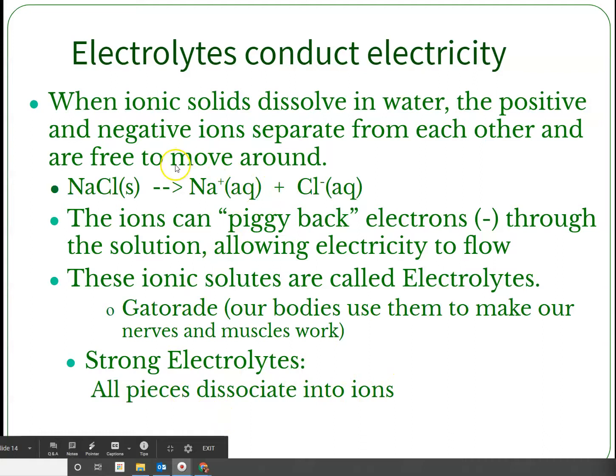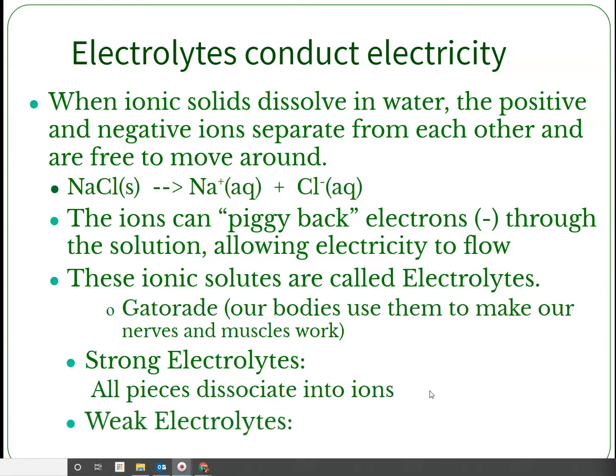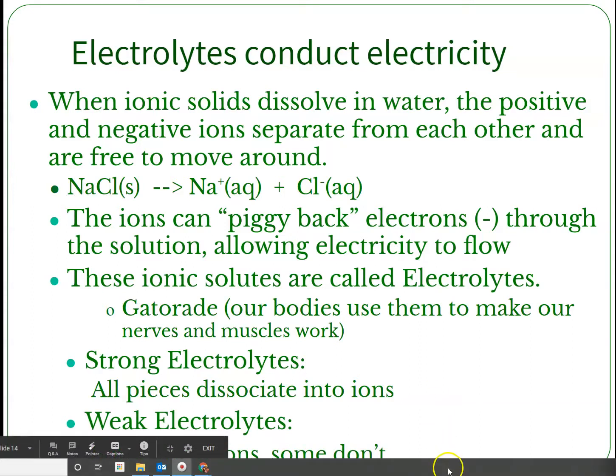These ionic compounds that dissolve in solution and become electrolytes can be either strong, and so we call something a strong electrolyte when we can count on it dissolving, when almost 100% of the time it goes ahead and dissolves, or we can talk about weak electrolytes, where it sometimes dissolves and sometimes doesn't.